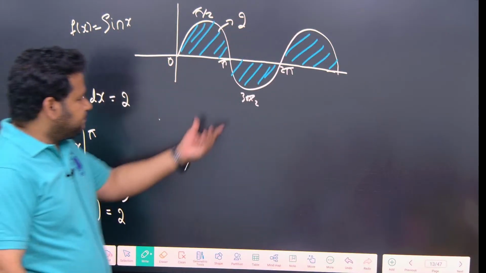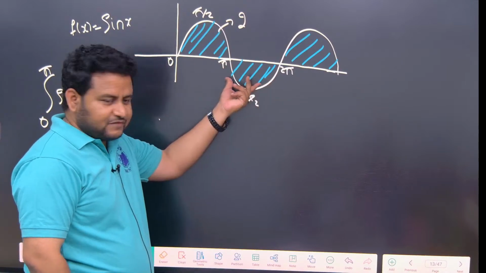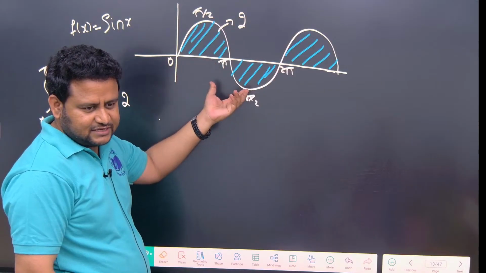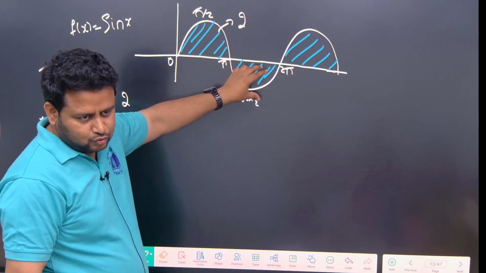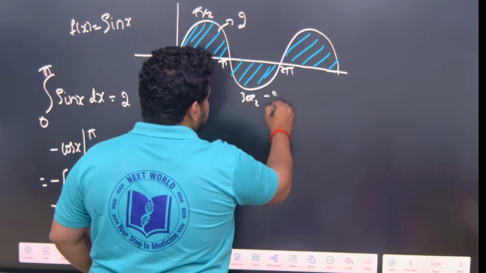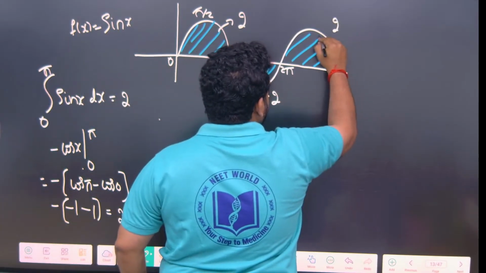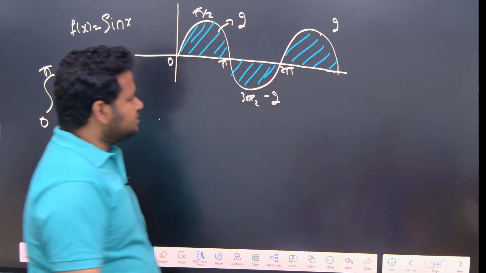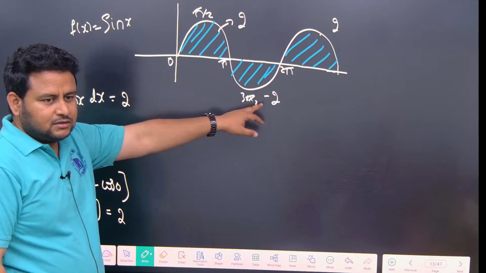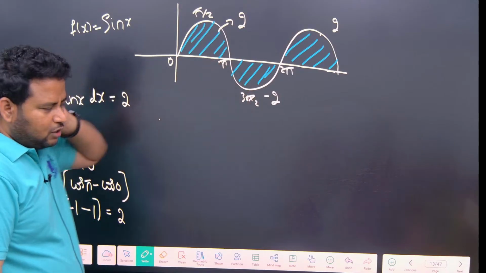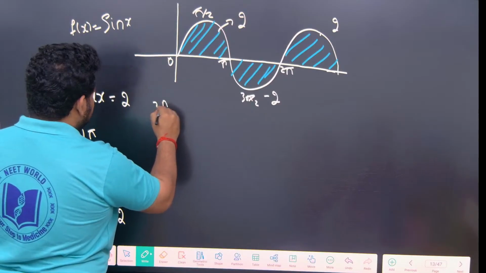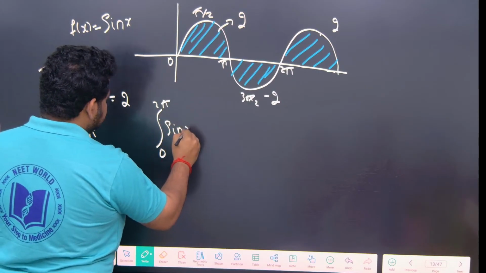For the below part, pi to 2 pi, the same value, same hills, they have the same dimension. This is 2 means this will also be 2, but here it is minus 2. Below means it is minus 2, and here it is plus 2. Now see here, this value and this value are plus 2, minus 2.